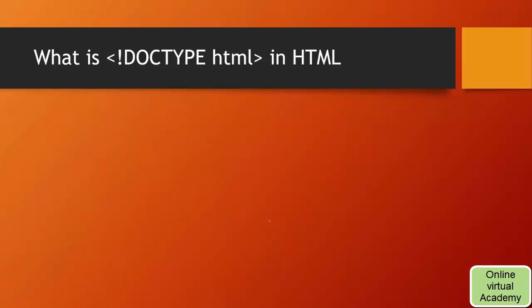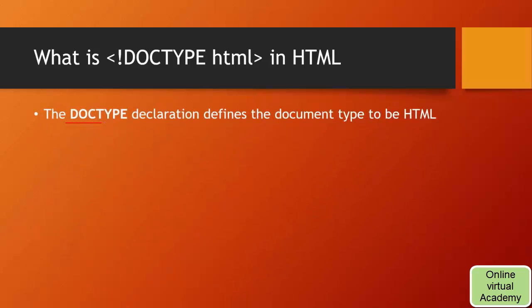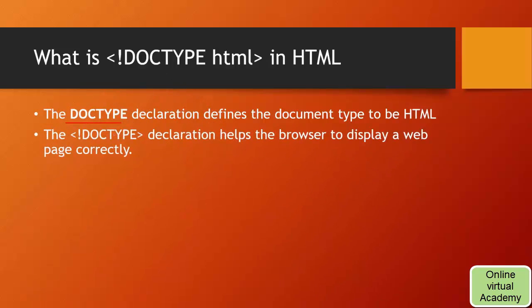What is doc type HTML in HTML? The doc type declaration defines the document type to be HTML. The doc type declaration helps the browser to display a web page correctly.